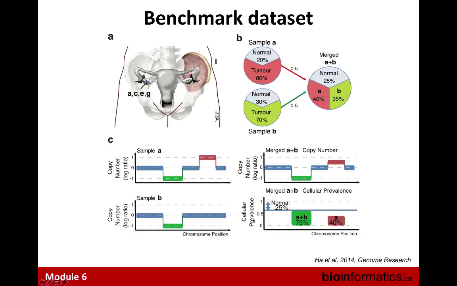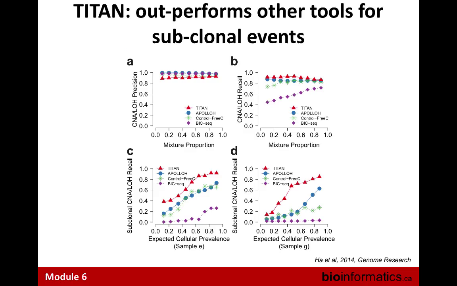And then the cellular prevalence is estimated. So there's an overall estimate of normal contamination. In this case, it's 25%. So all these signals are going to be a maximum percentage of the possible signal because of this normal contamination. It turns out Titan has been benchmarked against other tools. All tools do pretty well for clonal events. For subclonal events, Titan outperforms the other tools. And so this is a good way to approach this type of copy number calling and improve your sensitivity for subclonal events.